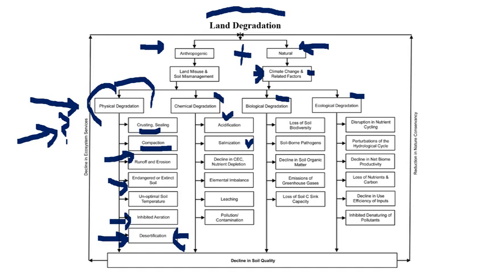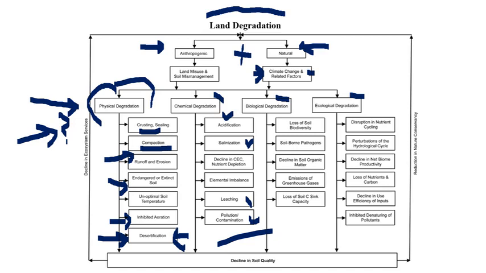That can be done when we do the practical part of this soil or land in our lab. Similarly, there are some elemental imbalances. There is leaching, pollution, contamination. These are some of the chemical degradation processes which take place.